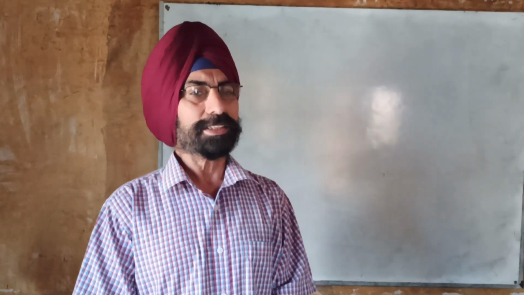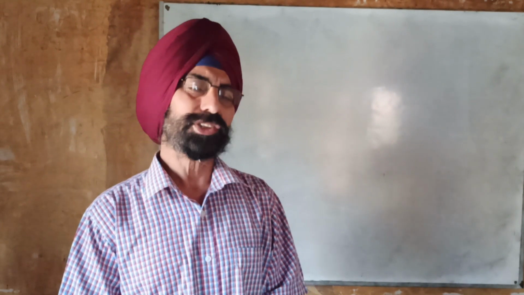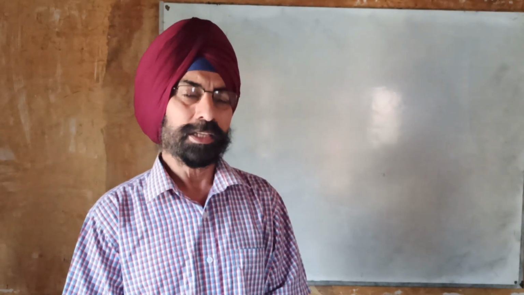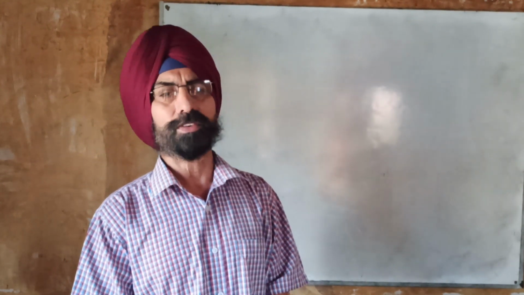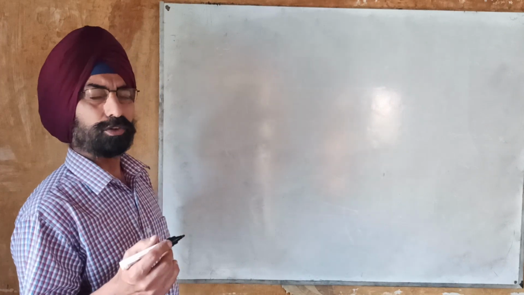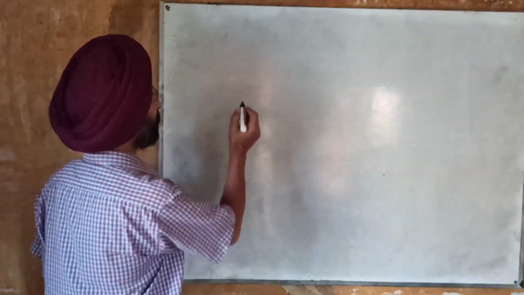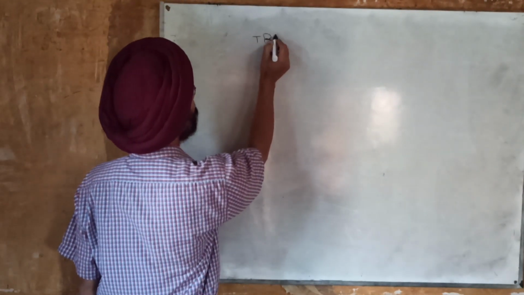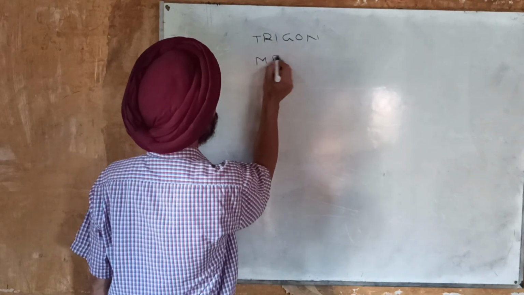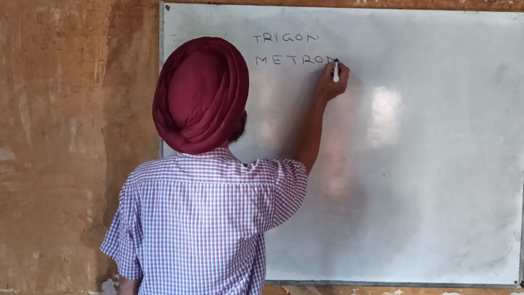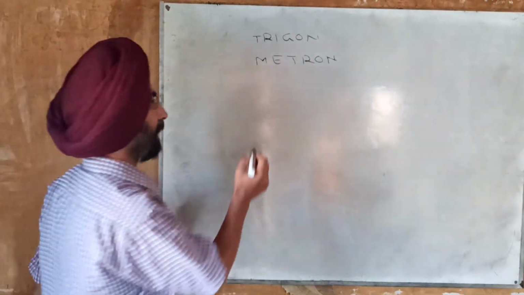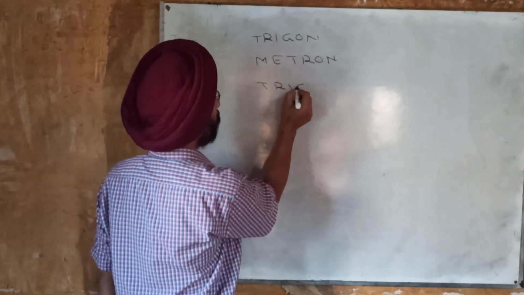After the chapter of relations and functions, now we move on to the chapter of trigonometry. So I start trigonometry from the very basics. Trigonometry is made from the Greek words trigon and metron. These are the two Greek words whose combination is given the name trigonometry.